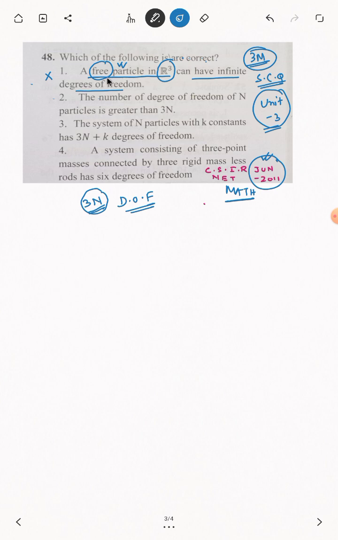But here it is given that a single particle, a free particle in R3. That means a single particle is being discussed, so clearly the DOF will be 3, that is finite. So how can it be infinite? So this is false.